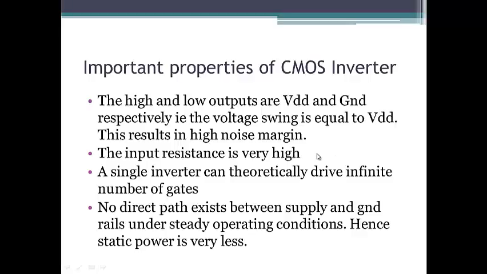The input resistance is very high, equal to the gate resistance. A single inverter can theoretically drive an infinite number of gates. That means the fan-out is infinite. And there is no direct path between the supply and the ground rails under steady state operating conditions. That means there is no path between ground and VDD. Hence, the static power dissipation is very low. So these are the important characteristics of the CMOS inverter.